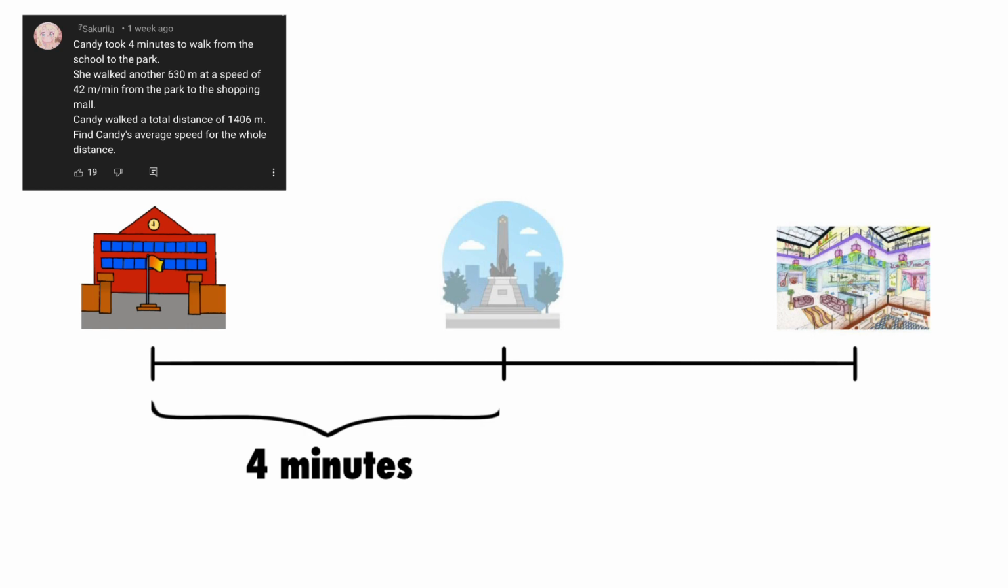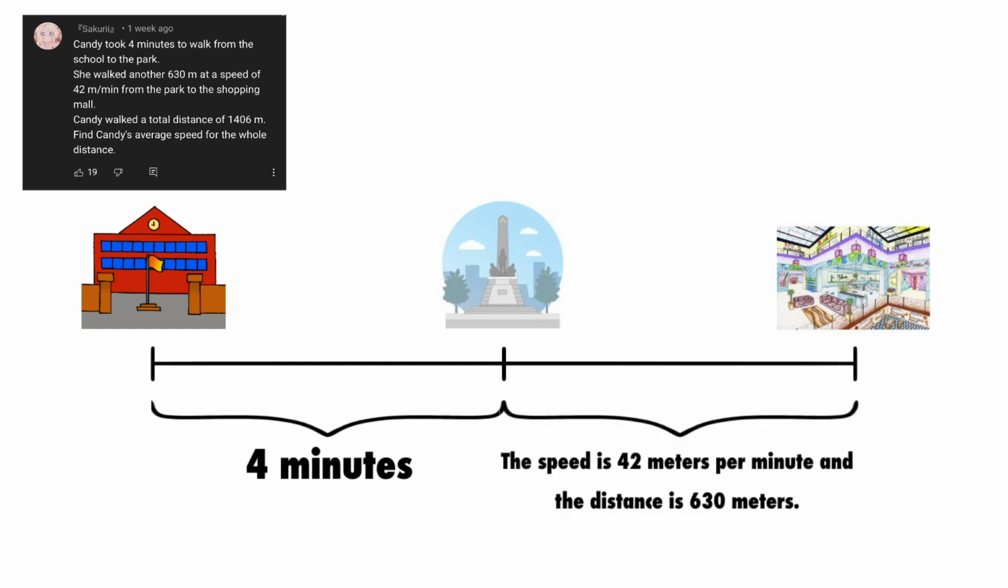The second statement says she walked 630 meters at a speed of 42 meters per minute from the park to the shopping mall. This time, the problem gives us more information, but it doesn't say how long it took her to walk from the park to the shopping mall. For now, we can make a bracket from the park to the shopping mall and label that information.